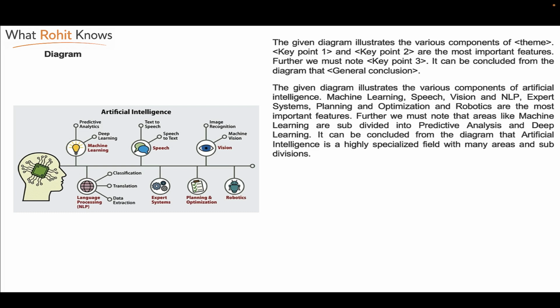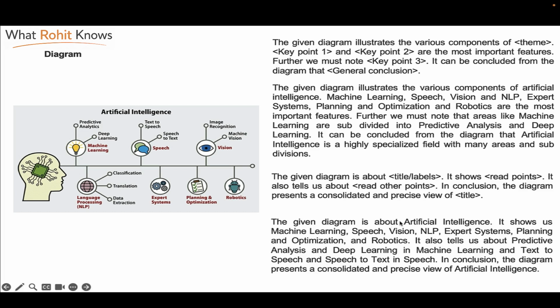And now let's look at a simple template. So the given diagram is about, what can you read? Artificial intelligence. It shows us, start reading something. It shows us machine learning, speech, etc., etc. It also tells us about, read something more. Predictive analysis and deep learning, text to speech and speech to text, etc. In conclusion, the diagram presents a consolidated and precise view of artificial intelligence. So that is a simple template.